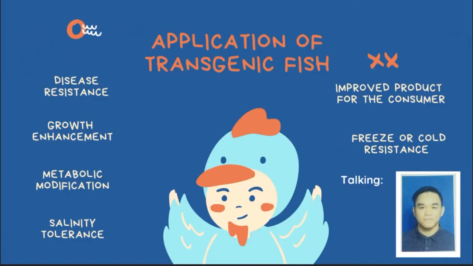So, what are the common fish traits that can be improved through the transgenic process? Transgenic process can help the fish to increase disease resistance as well as growth enhancement, can increase metabolic modification, salinity tolerance, can improve the product for the consumer, and it can help in freeze or cold resistance.